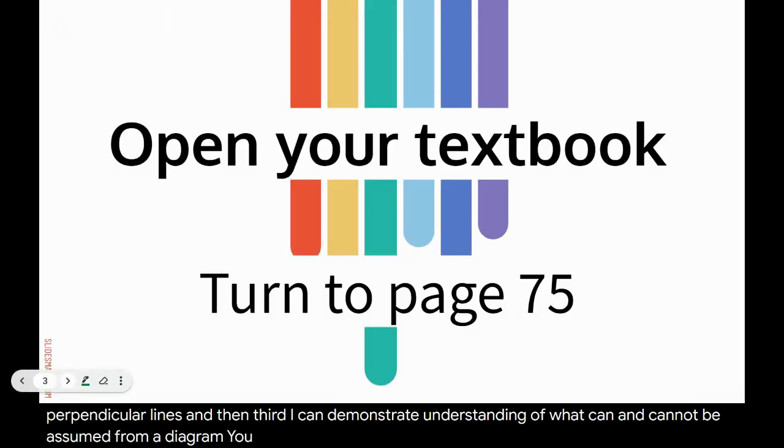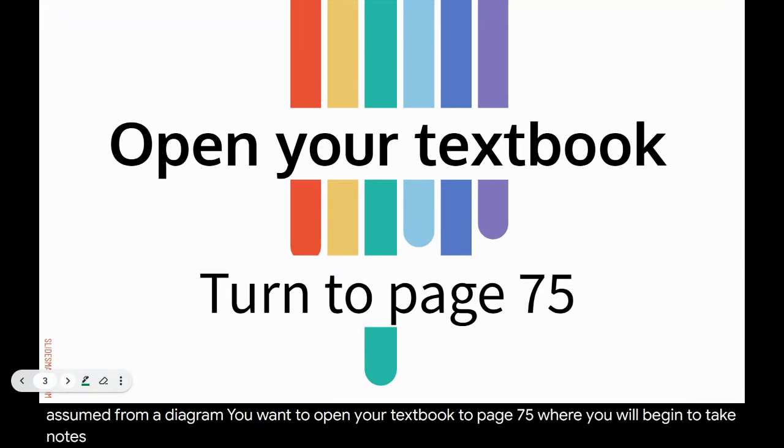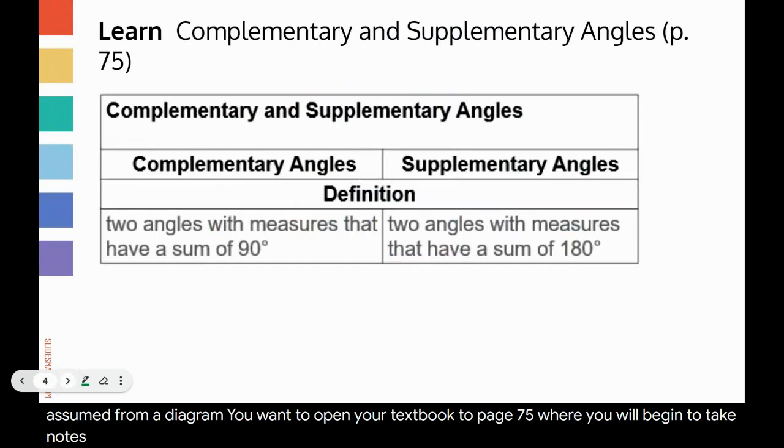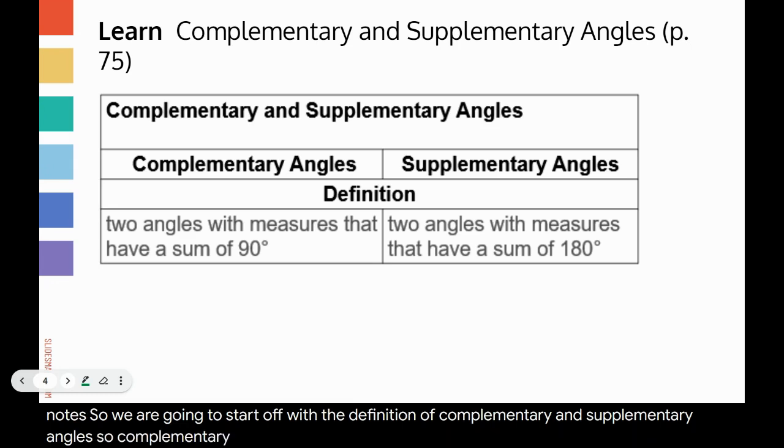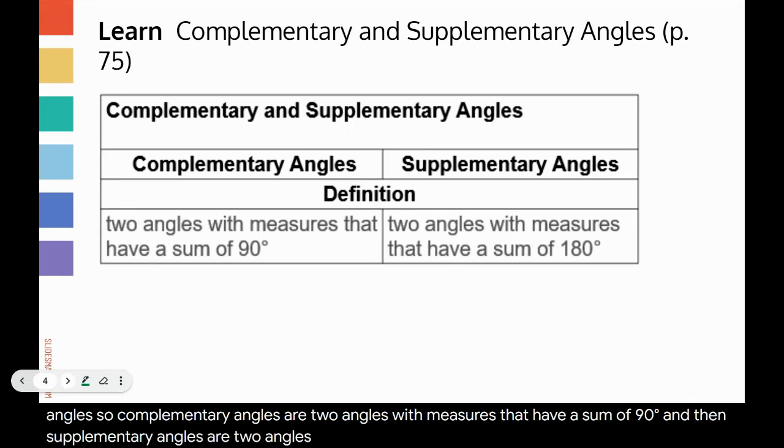And you want to open your textbook to page 75 where you will begin to take notes. So we are going to start off with the definition of complementary and supplementary angles. So complementary angles are 2 angles with measures that have a sum of 90 degrees. And then supplementary angles are 2 angles with measures that have a sum of 180 degrees.